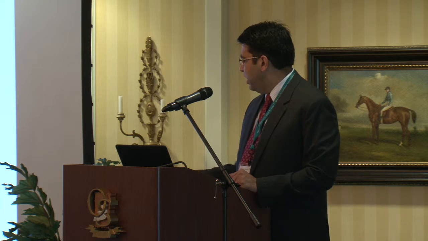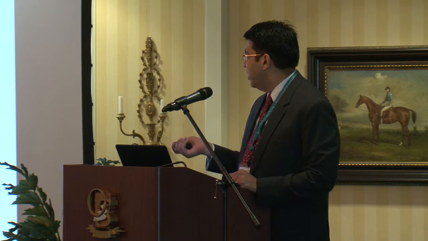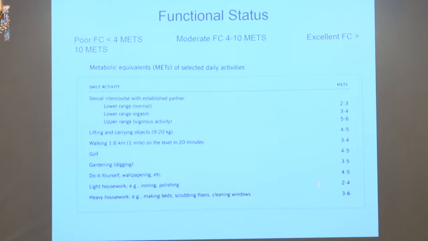So anybody who's doing simple, light housework is just doing 2 to 4 METs of activity. Heavy housework is 3 to 6 METs of activity. They listed sexual intercourse with an established partner, 3 to 6 METs. I don't know if it's different for a not established partner.